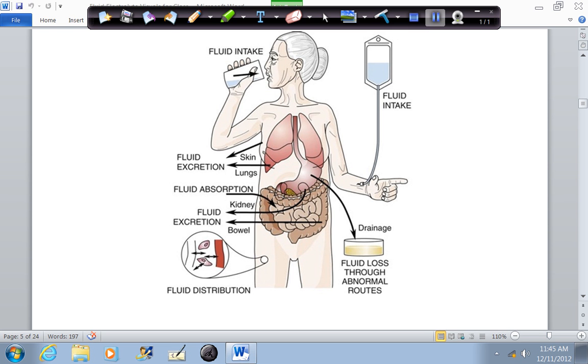It can be a fistula. A fistula is when there is an abnormal channel that's formed between two organs. And when that occurs, then you have fluid loss from one area of the body into the other. And as this diagram shows you, there's always fluid exchange going on between the three compartments: the plasma, the interstitial, the lymph, and the intracellular.